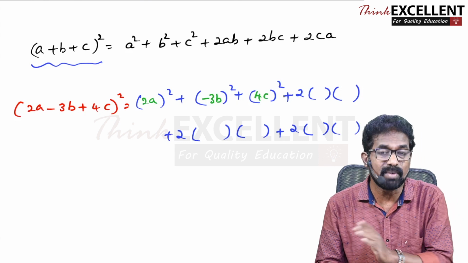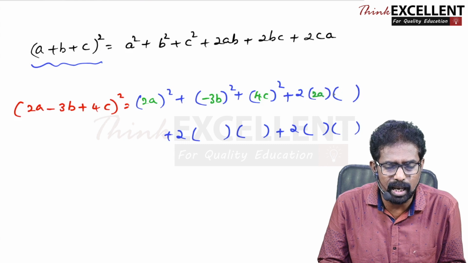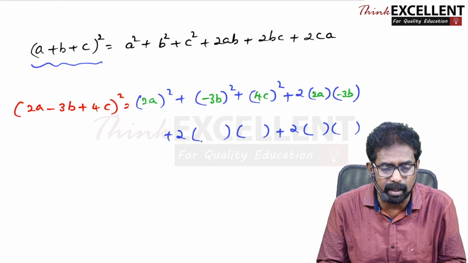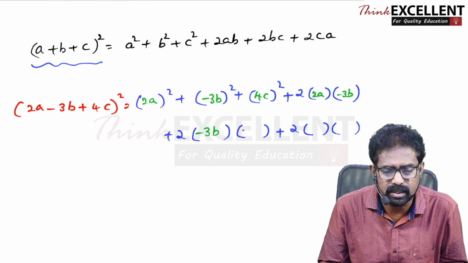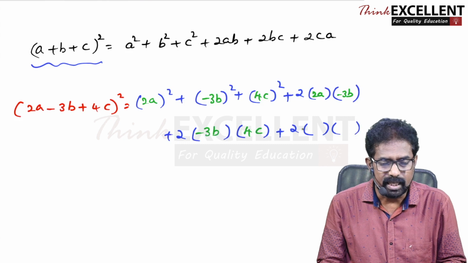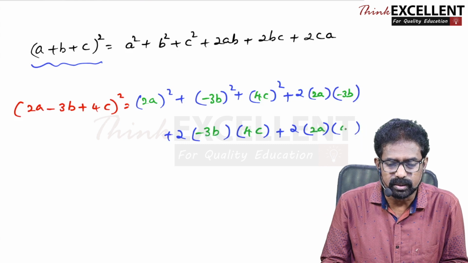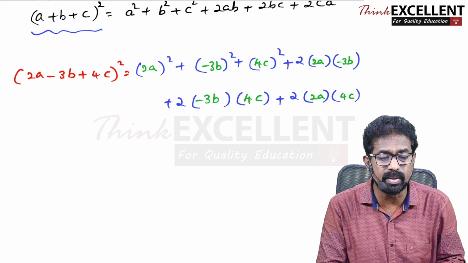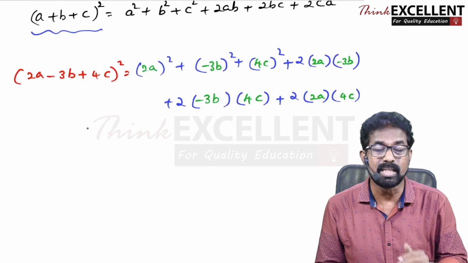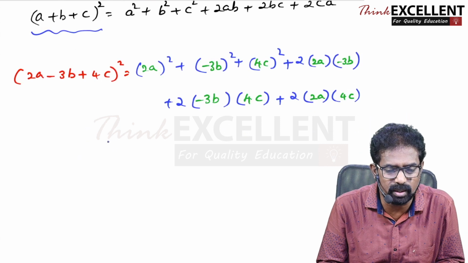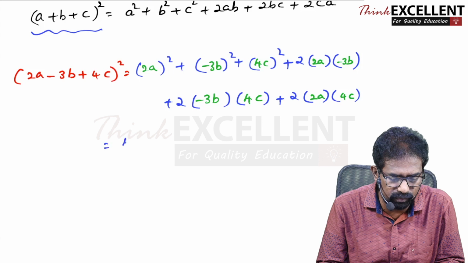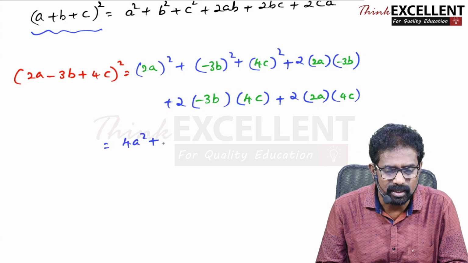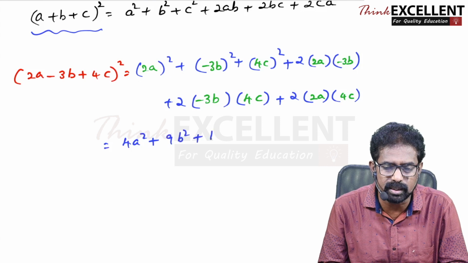Now 2ab, first and second: 2a and −3b. Next one is bc, second and third: −3b and 4c. Last one is ac, that is 2a, 4c. ac or ca, any order you can write. Now just to simplify, you remember when you square, everything is positive, right? Even minus, when you square, it becomes positive. So the first one is (2a)², you are getting 4a². Second one, minus is there, but when you square, it becomes plus, right? 3 squared, 9b². Third one is 16c².